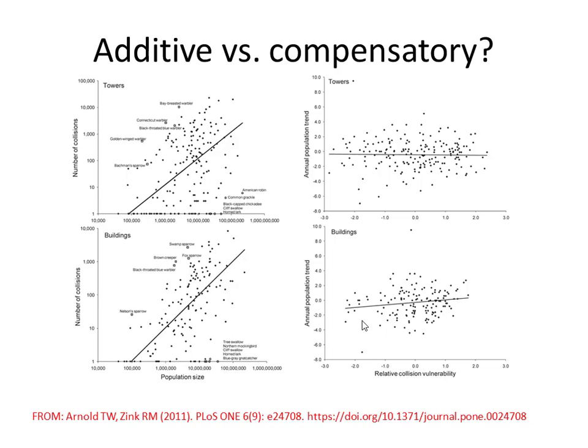And so the larger the population, the more birds of that species are likely to be colliding with windows. At the top we have towers, and at the bottom we have buildings. So this is a very strong relationship. As a population gets bigger, you get more collisions.